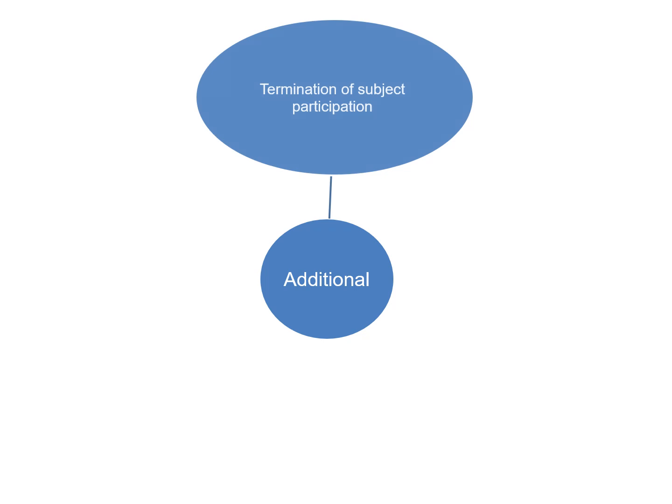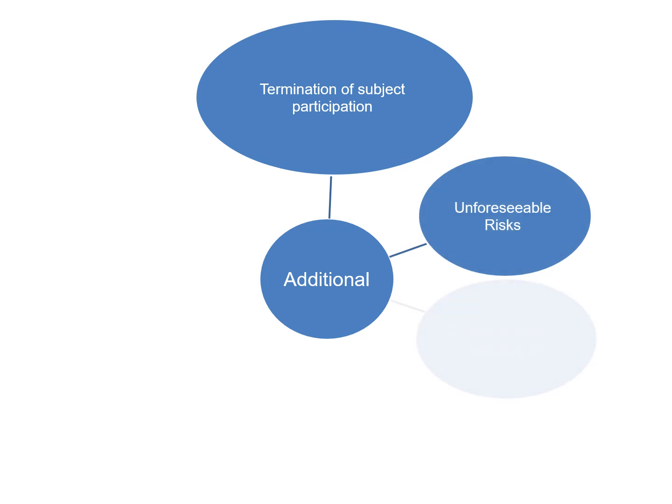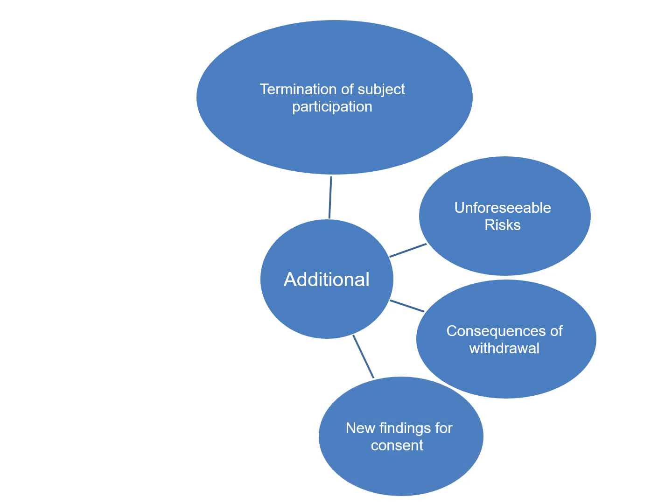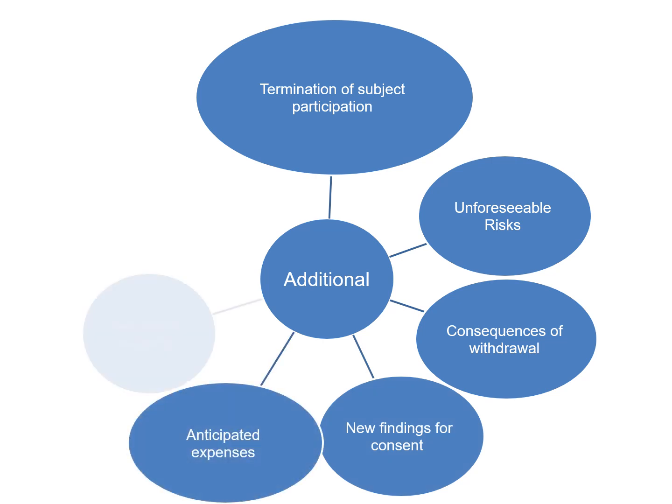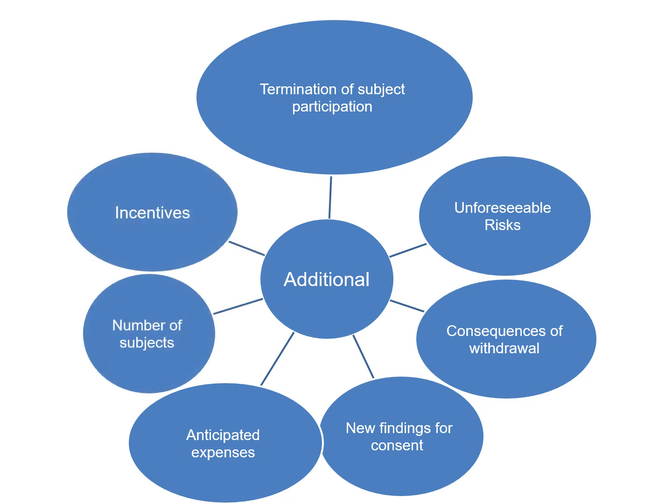Next are the additional elements, the elements that may be present in some kinds of research but may not be needed in every single research. So you have termination of a subject's participation, unforeseeable risks, consequences of withdrawal, new findings for consent, anticipated expenses, number of subjects, and incentives.